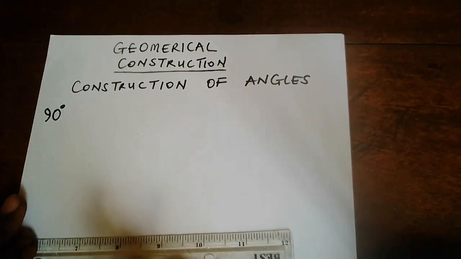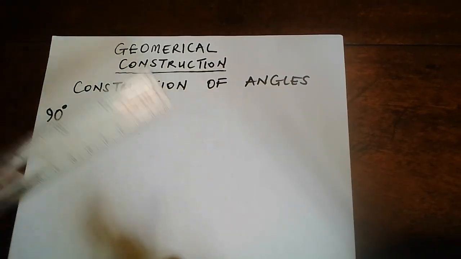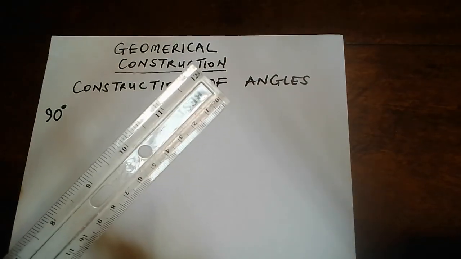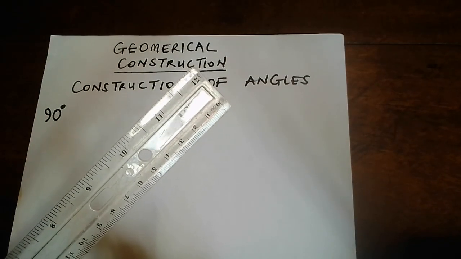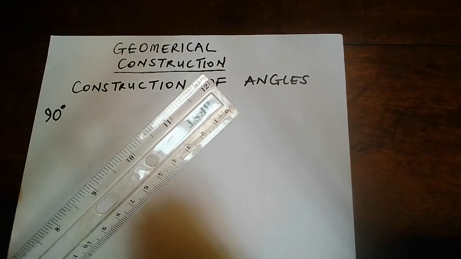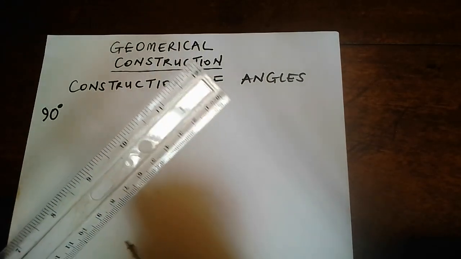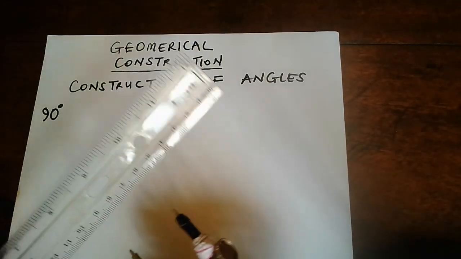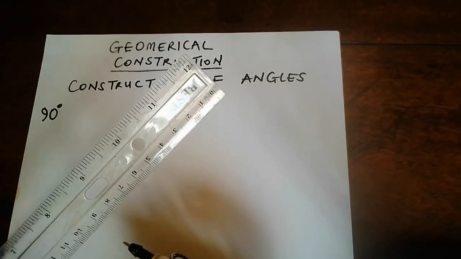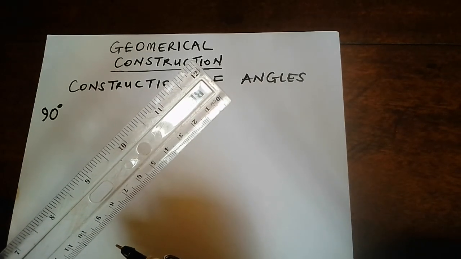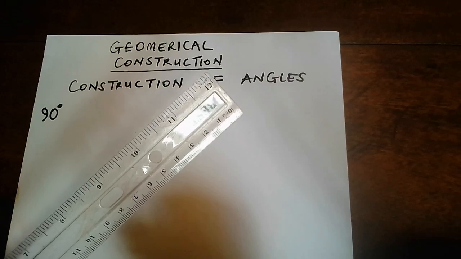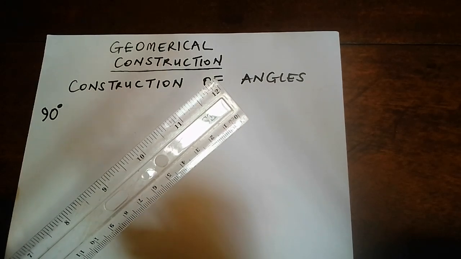The foundation of such angles are basically angle 90 and angle 60 degrees. You can construct angle 90 and angle 60 degrees. There are some other angles that you can construct using your ruler and your compass, but all these angles have their foundation in the construction of angle 90 degrees.